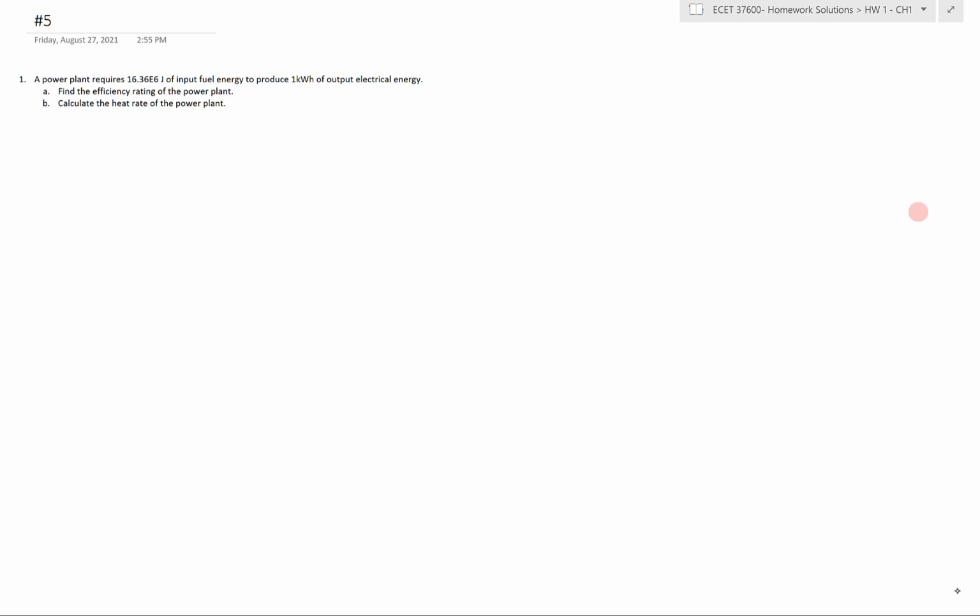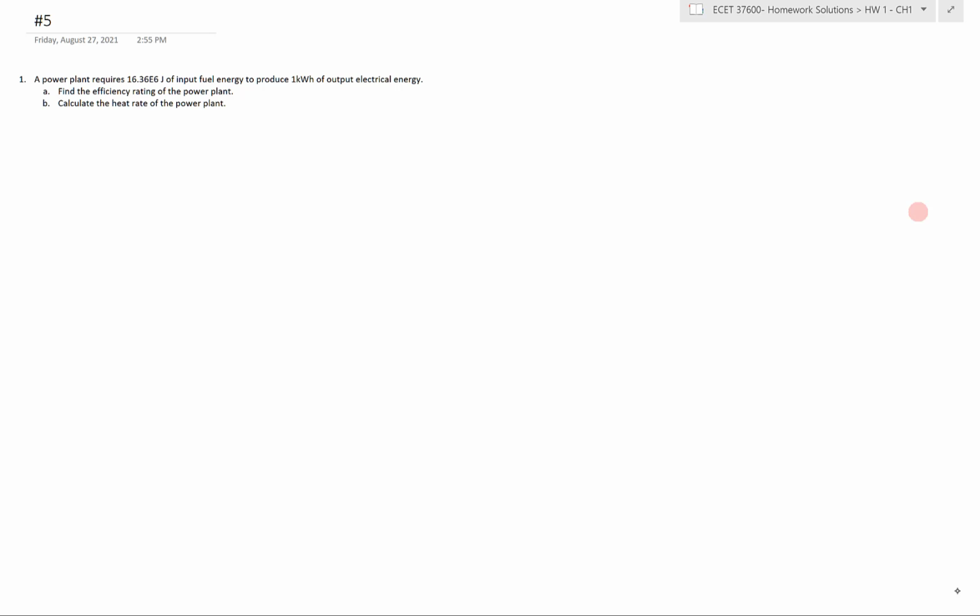A power plant requires 16.36 times 10 to the 6 joules of input fuel energy to produce 1 kilowatt hour of output electrical energy. Find the efficiency rating of the power plant and calculate the heat rate of the power plant.